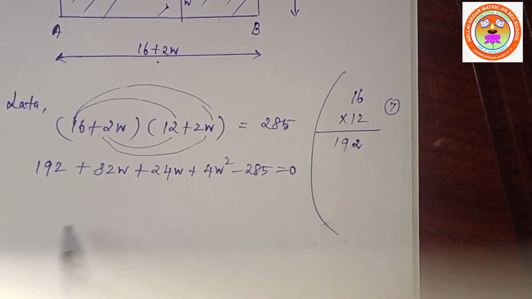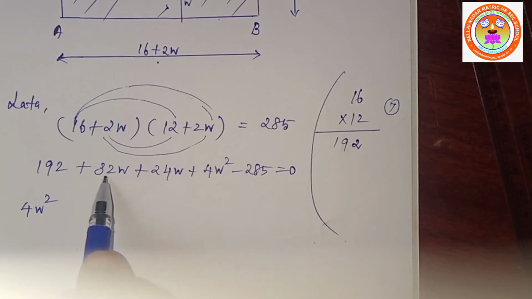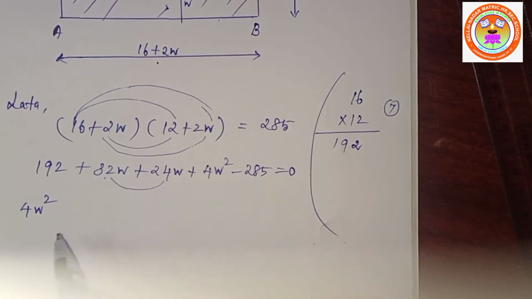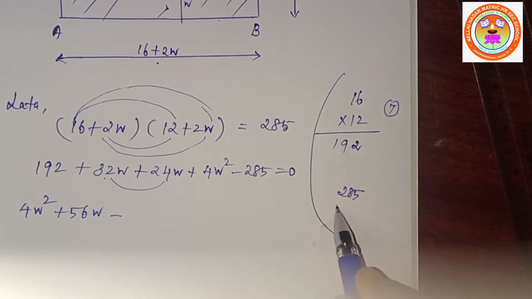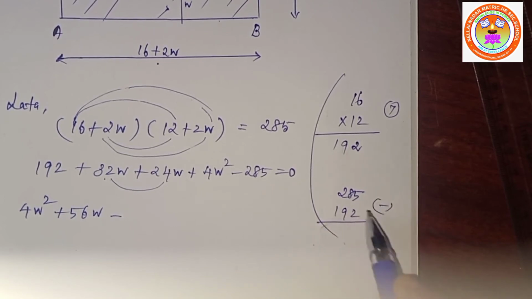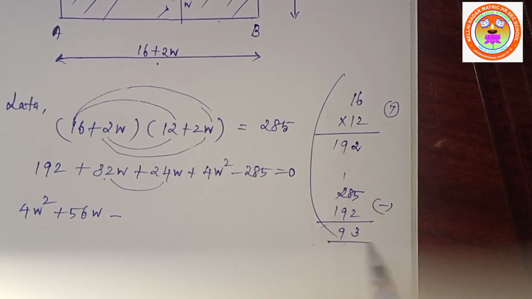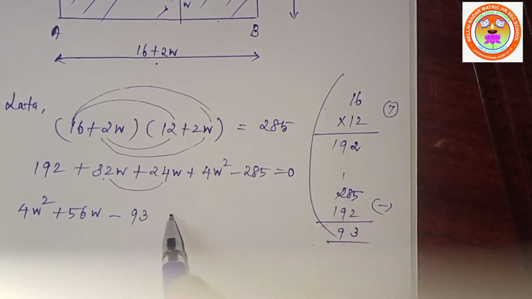So I have to arrange them in order. First write 4W square, 32W plus 24W together 56W, and 192 minus 285, subtraction, bigger number sign, minus. I do the calculation here, 285 and 192. We subtract. 5 minus 2, 3. 8 minus 9, you have to borrow here. 18 minus 9 is 9. It will be 1. Correct? 1 minus 1, 0. So 93, minus 93 equals 0. Here 4 and 56, 93. Nothing common to divide, so we can proceed.